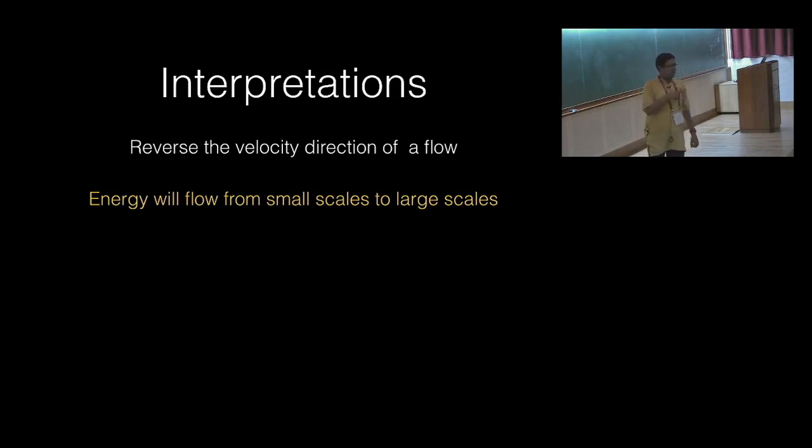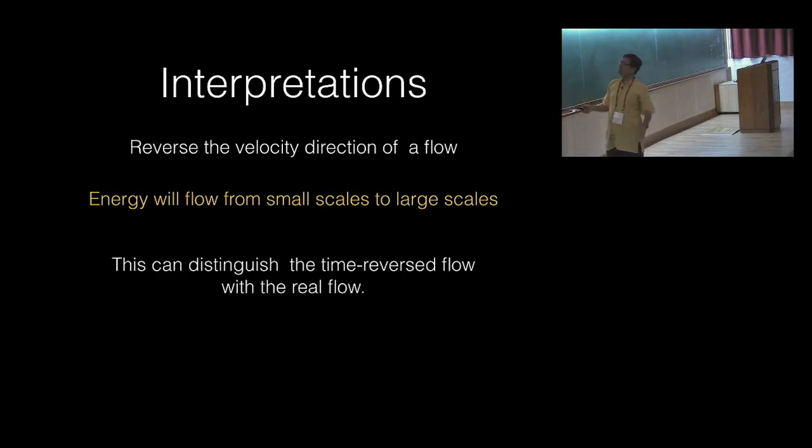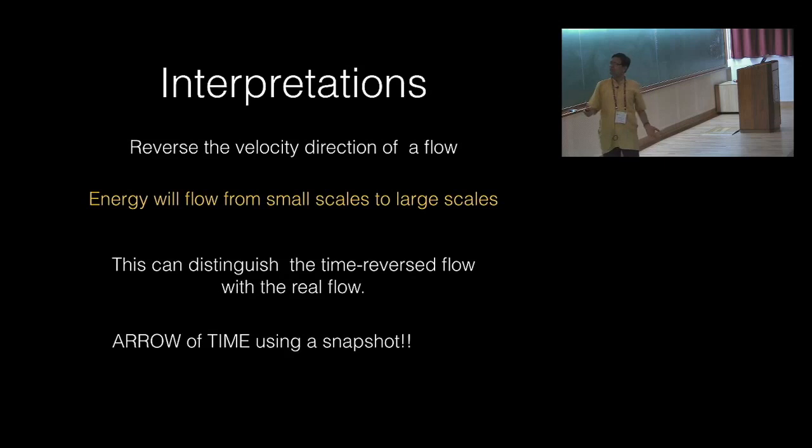It turns out I don't need to compute entropy. I just look at the energy transfer and I can determine which is a real picture of the velocity field and which is unreal. The eyes will not tell the difference, because the reversed velocity field will look the same. But if you look at the energy transfer, you can differentiate, and that is the beauty of this formalism. Given a single snapshot, we can figure out which is real and which is fake, because of the energy transfer in the system. This can distinguish the time-reversed flow from the real flow, so this gives the arrow of time using a single snapshot.